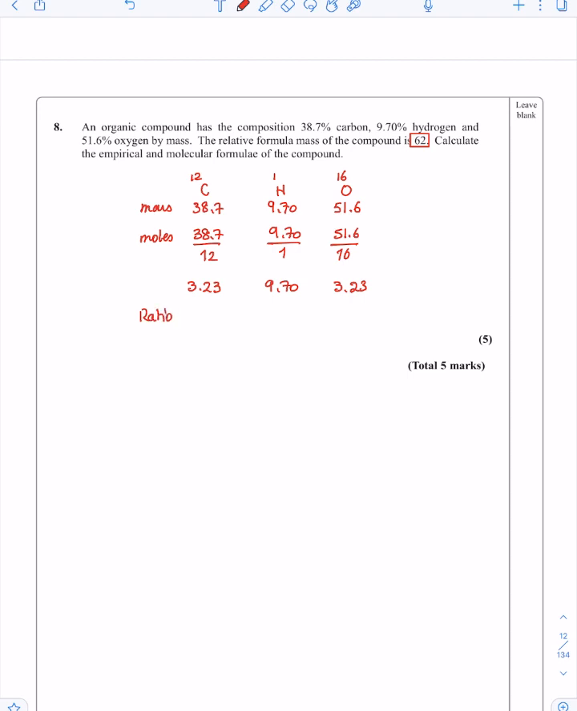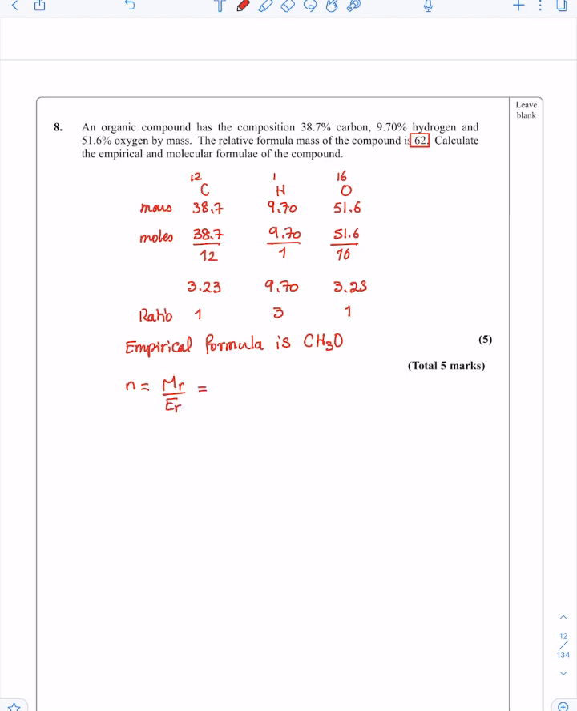نجيب الريشيو between المولز dividing السمولر نمبر اللي هو 3.23 تطلع دي 1 to 3 to 1. يبقى نقدر نقول كده إن empirical formula of this compound is equal to CH3O. بعد ما خلصنا الempirical formula بنجيب number of repeating formula units اللي هو equals MR على ER.